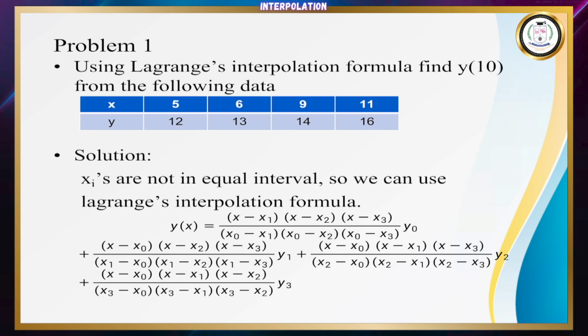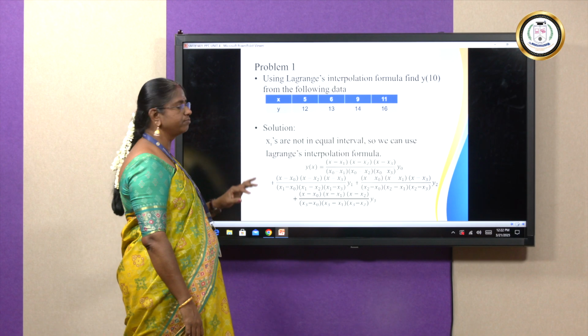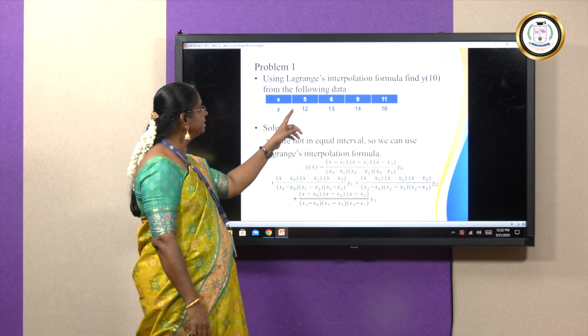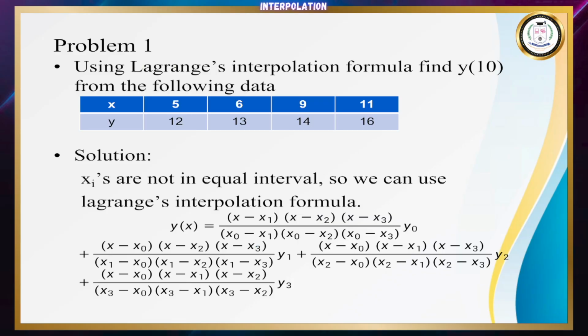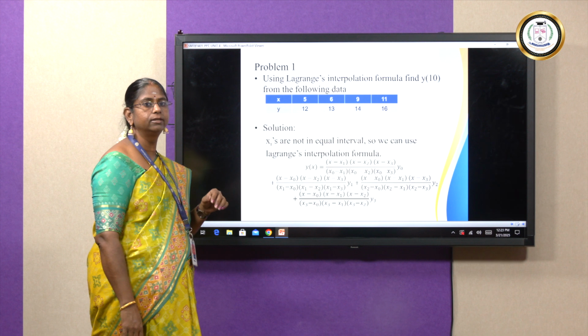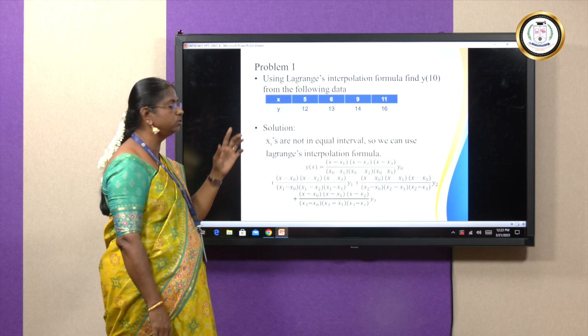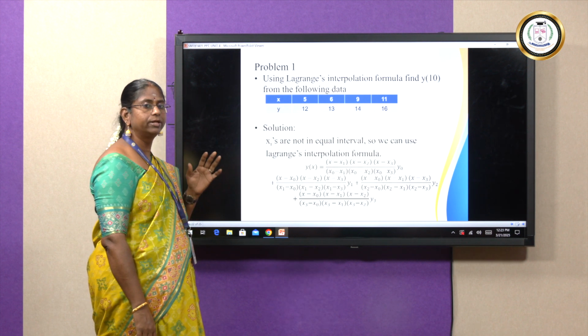Now let us see the problem. The first question is: using Lagrange's interpolation formula, find y of 10 from the following table of data. Now look at the x values. The x values are 5, 6, 9, 11. Is it given in equal interval? No. You see the difference? 5 and 6, the difference is 1. 6 and 9, the difference is 3. 9 and 11, the difference is 2. So it is not given in equal interval. The x values are in unequal intervals, so definitely I should use Lagrange's interpolation formula.